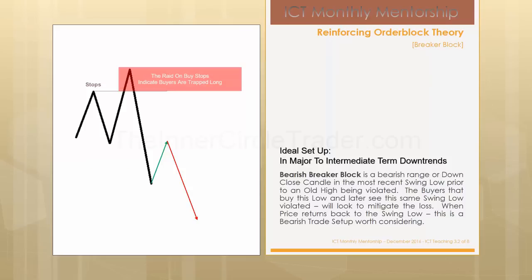The salient points are what we're looking for is an old high to be ran out, or a false break above an old high. This raid on buy stops indicates buyers are trapped long. We know this is true when the market quickly does a repricing. That's seen here. Repricing lower after buy stops are taken is a confirmation that we are potentially seeing a new breaker forming.